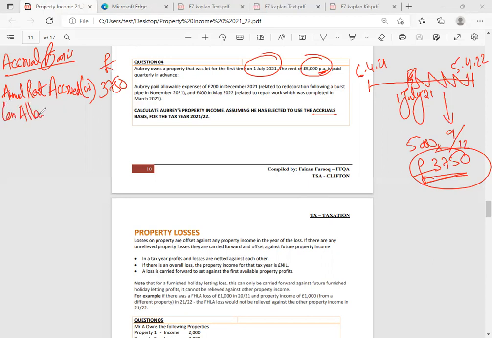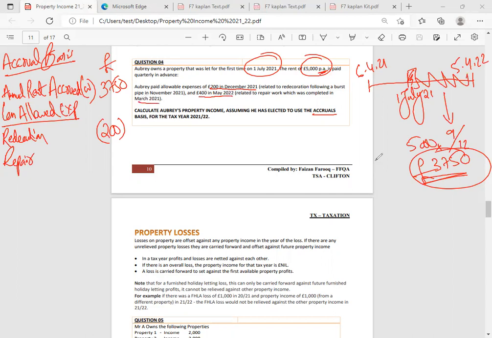Now, less allowable expenses. How many expenses do we have? Only one? Allowable expenses of £200 in December. Do we deduct December? Yes. What about the next one, £400? No.